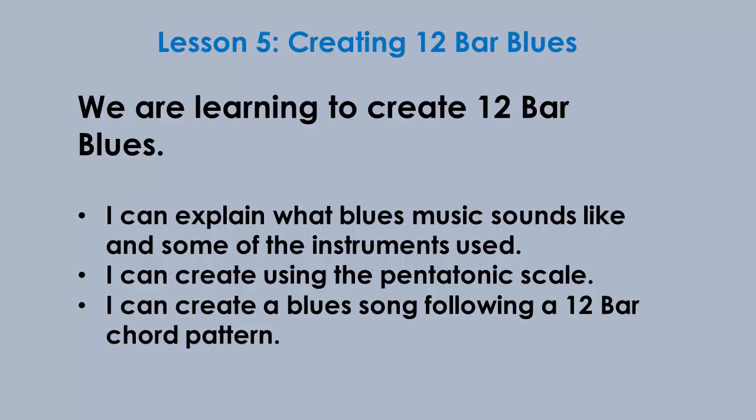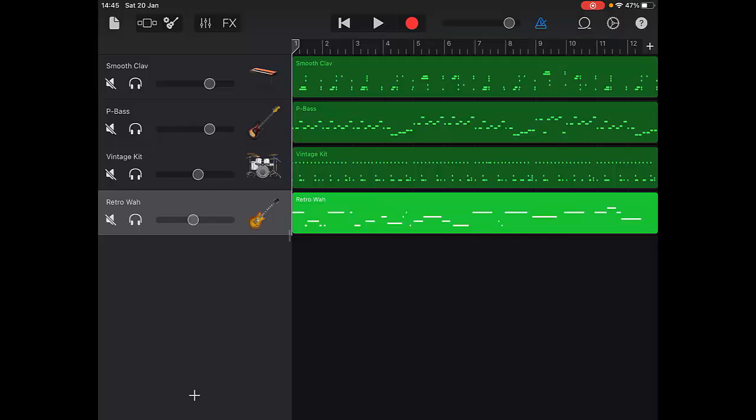Today we're going to begin a series of a few lessons looking at some different styles and genres of music. We've already created pop ballad and rock, but we're going to focus on some of the other ones. Today it is 12-bar blues. We're going to explain what blues music sounds like and some of the instruments used. We're going to create using the pentatonic scale. We're going to create a blues song following a 12-bar chord pattern. So let's have a listen to the kind of thing we're going to create.